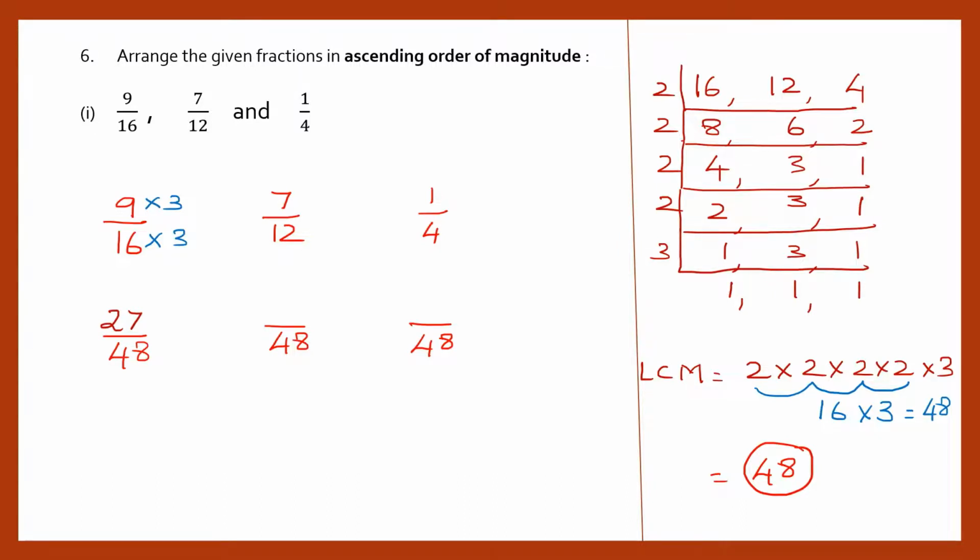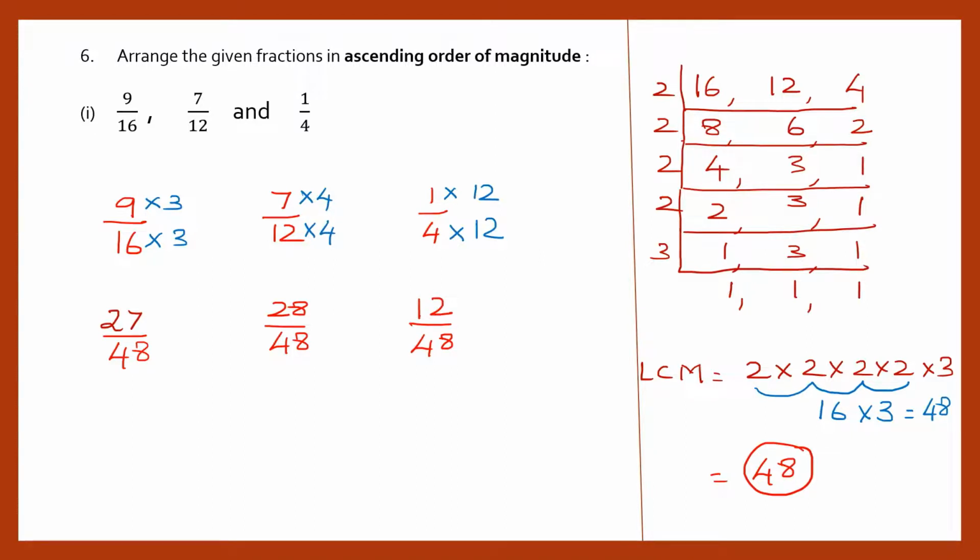Next fraction, 12 fours are 48. So 7 fours are 28. Last fraction, 4 into what is 48? 12. 12 fours, we saw it in the previous fraction. So 4 12s are 48. I multiply 1 also by 12. So now I get 1 12s are 12.